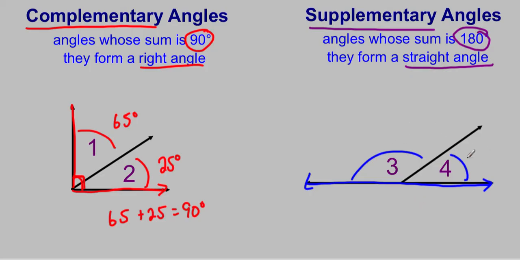So let's say angle 4 is 50 degrees. Well, what would I add to 50 to get to 180, because it makes a straight angle? Well, it would have to be 130 degrees, because 130 plus 50 gives me 180 degrees. So complementary are two angles that add up to be exactly 90. Supplementary are two angles that add up to be 180.